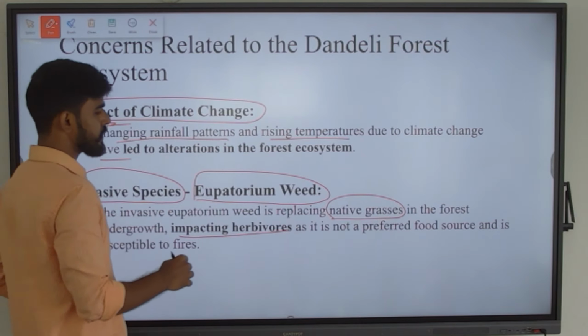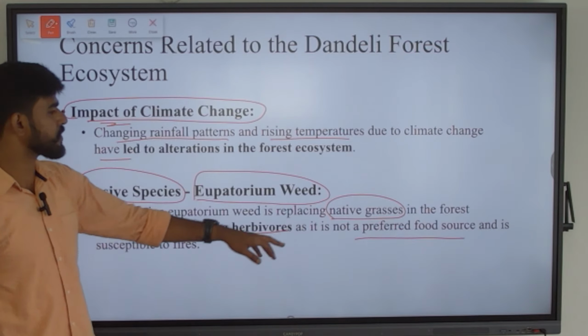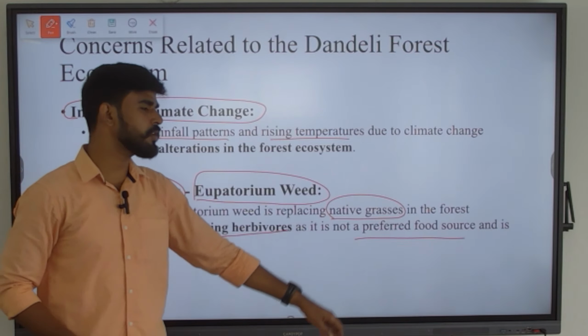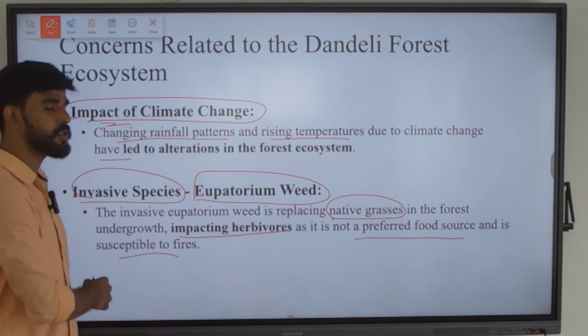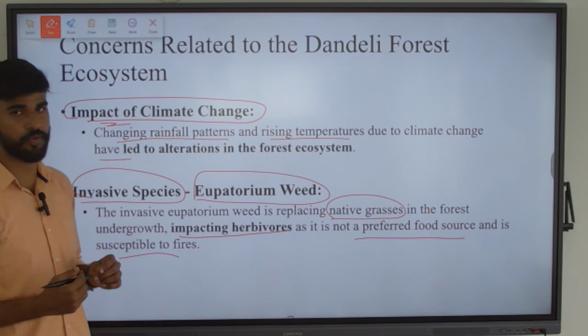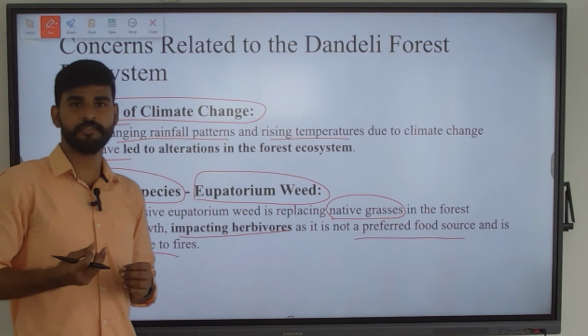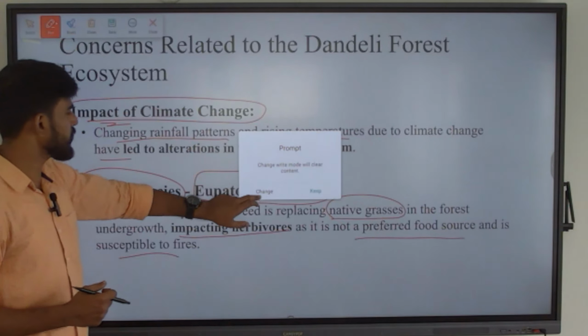And it is not a preferred food source. Eupatorium weed is not a preferred food source for these herbivores, and it is susceptible to fire also. It catches fire very soon. That problem is also there, which will cause sustained fire. So this is not a conducive thing.